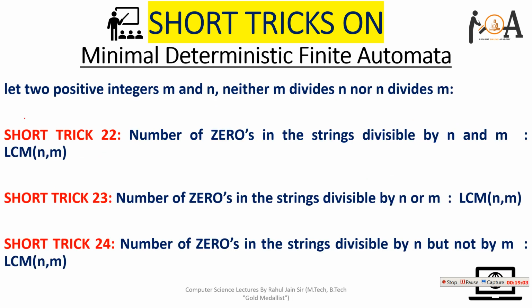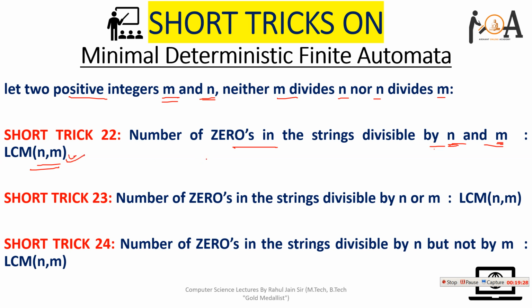Now next, let two positive integers m and n be given to you. Neither m divides n nor n divides m. It is the prerequisite that neither m divides n nor n divides m. In that case, the number of zeros in the string should be divisible by n and m. In that case, whatever is the LCM of n and m would be the answer.